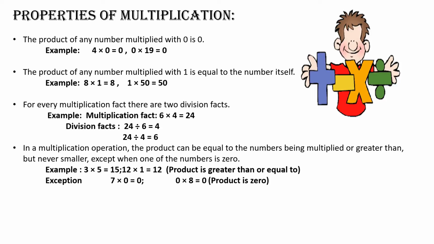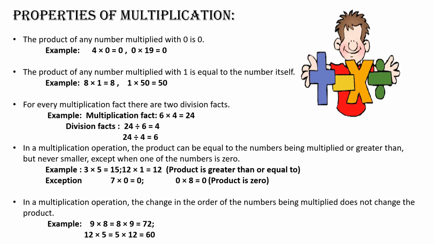There are a few exceptions, and the exception is 7 into 0 is equal to 0. Whenever we are multiplying with 0, the product will always be 0. So in this case, the product will not necessarily be greater than or equal to the number. Let us take the last property.